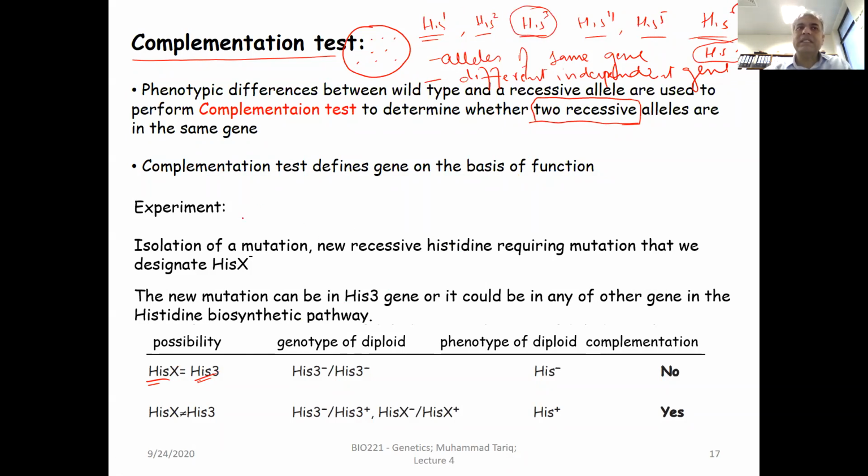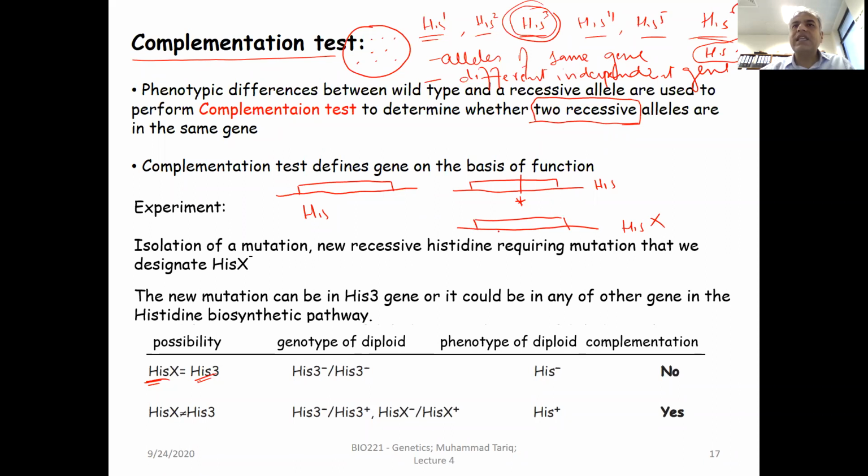One possibility is his X is equal to his 3, which means, let's say this is the his gene. After mutation, his 3, the one which we named his 3, carries a mutation here. And his 10 or X, in the same gene, carries a mutation here.